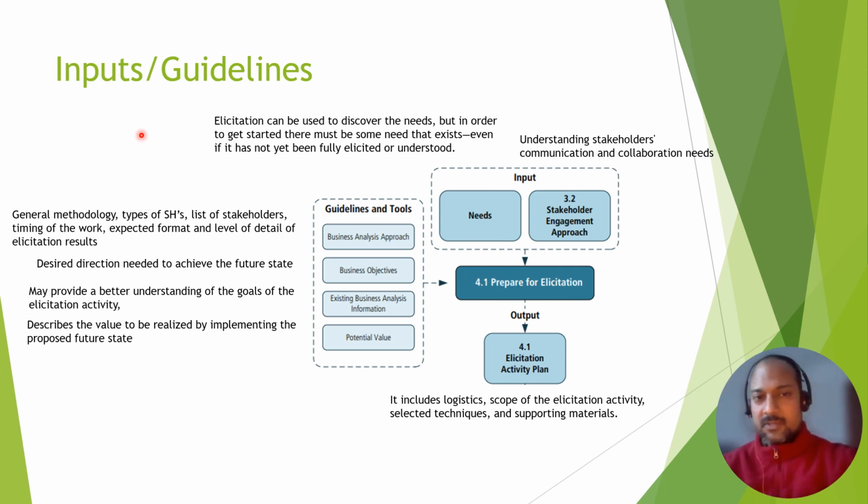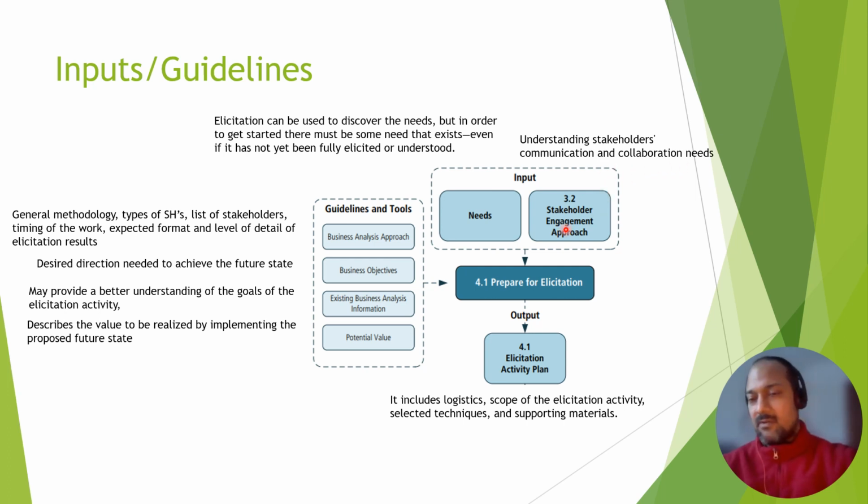Now, what are the inputs and the guidelines? In order to prepare for elicitation, you should know about the needs and the stakeholder engagement approach. Even if you don't know about the needs, elicitation is also done to find out the exact need. Elicitation can be used to discover the needs, but in order to get started, there must be some need that exists, even if it has not yet been fully elicited or understood. Then we have the stakeholder engagement approach, understanding stakeholders' communication and collaboration needs.